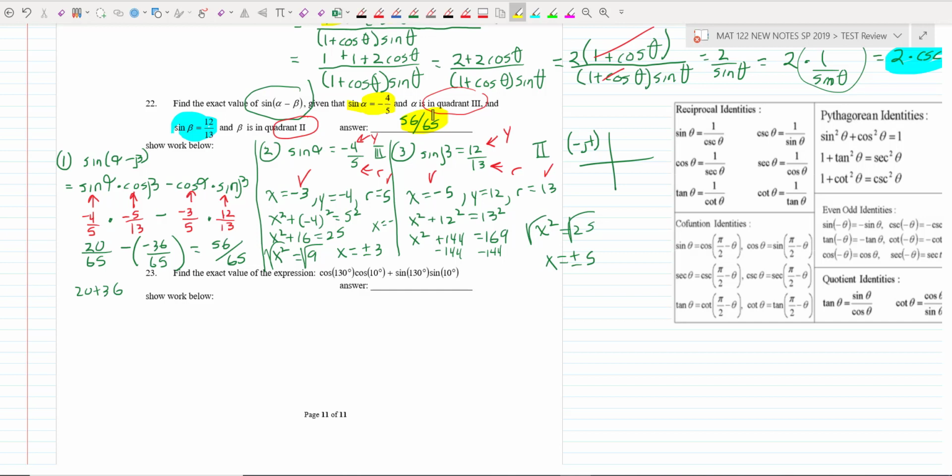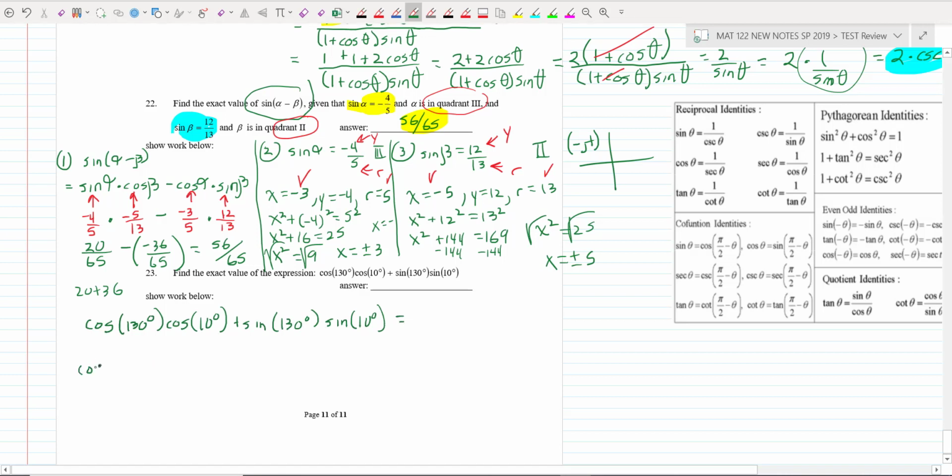All right, so this last problem I'm going to do is this one. This one you're doing the cosine of 130 degrees times the cosine of 10 degrees plus the sine of 130 degrees times the sine of 10 degrees. Now, you can't use your calculator. I mean, these angles are not on the unit circle. But this has the structure of an identity.